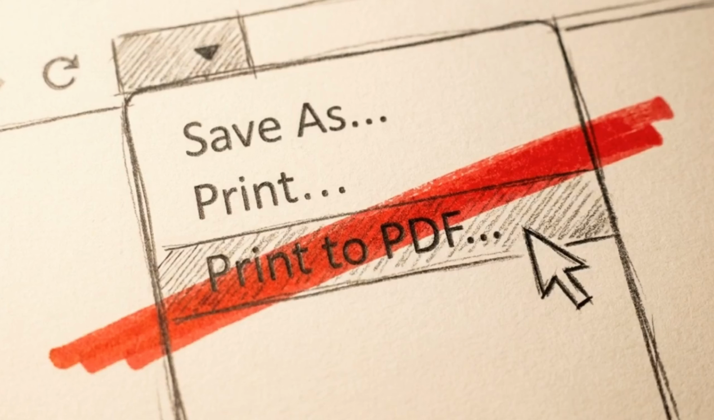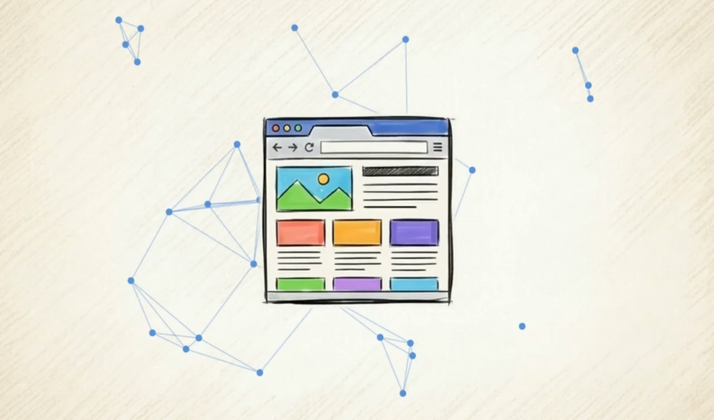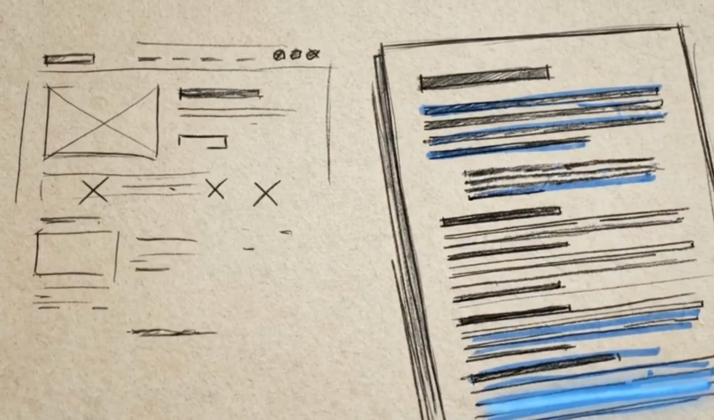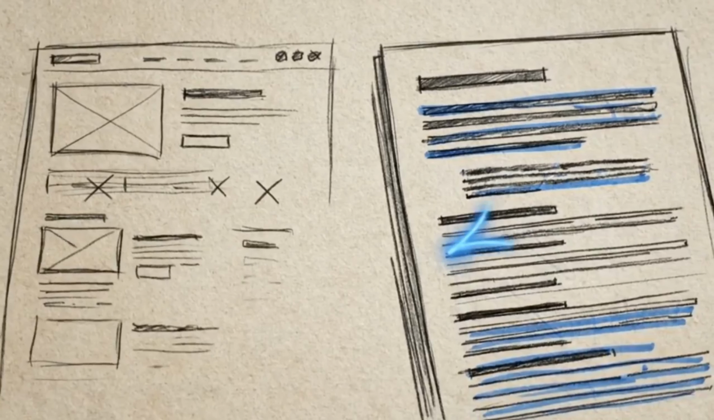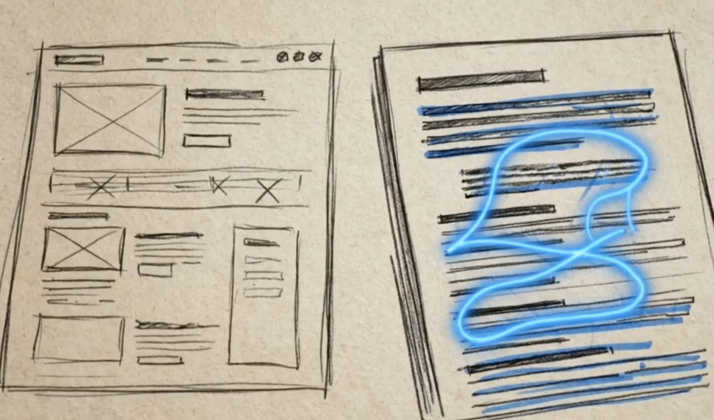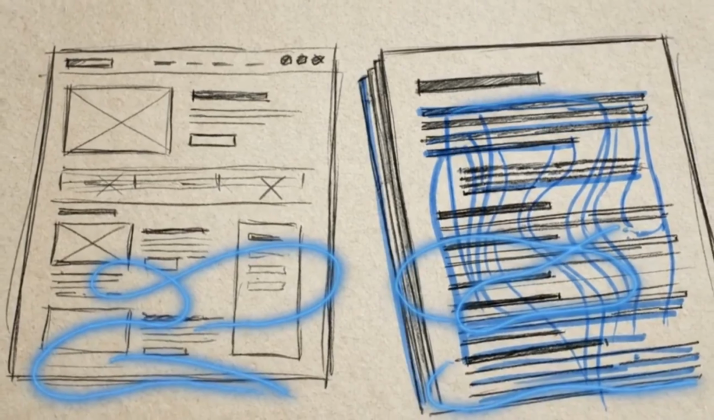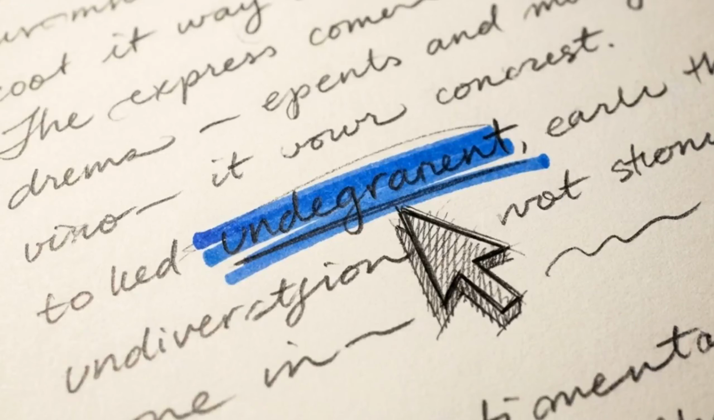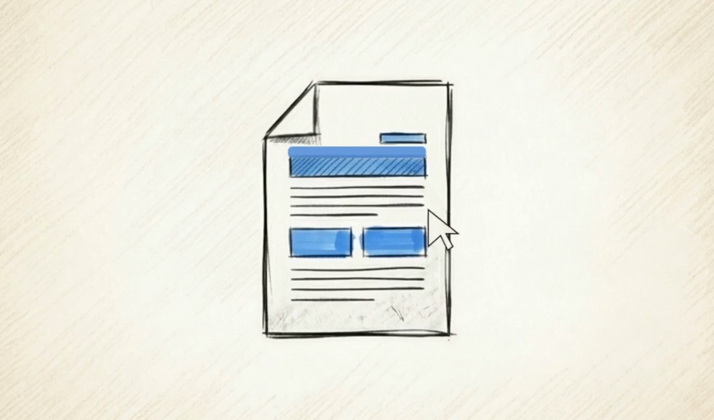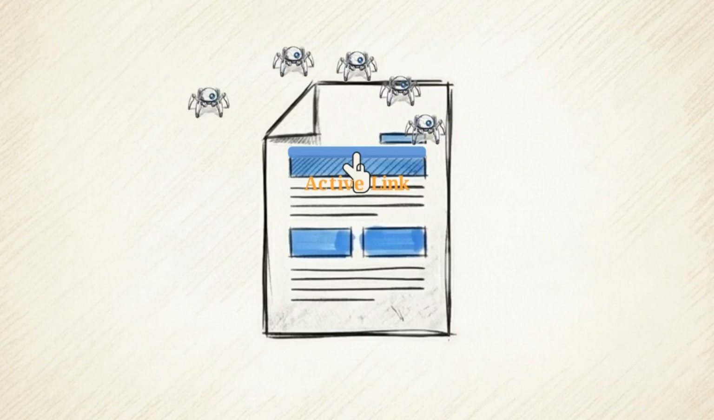Avoid using the basic print to PDF function in your browser. This often creates a static image of the page, which breaks the underlying code and makes your links unclickable. Instead, use a dedicated URL to PDF converter. These tools scrape the live URL and generate a document that preserves the internal architecture of your links. Once the file is generated, hover your cursor over the links within the PDF. If the cursor changes to a pointer, your internal and external links are active and ready for search engine crawlers.